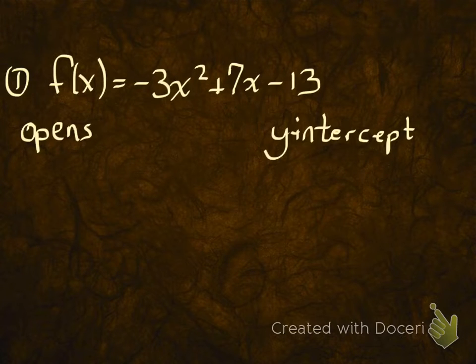And so your a term, which if you'll remember is a number that is being multiplied times your x squared. So in this case that a term is a -3. If it's negative, that means it's going to open down.